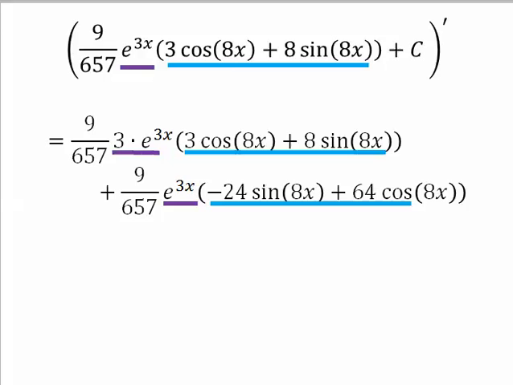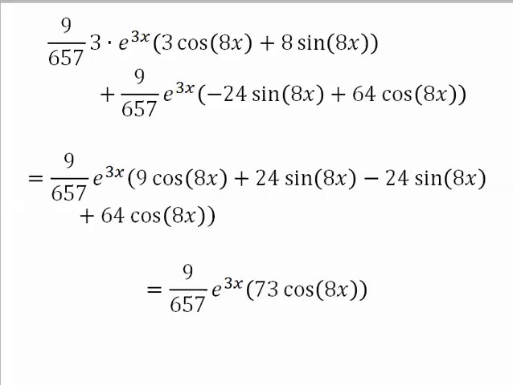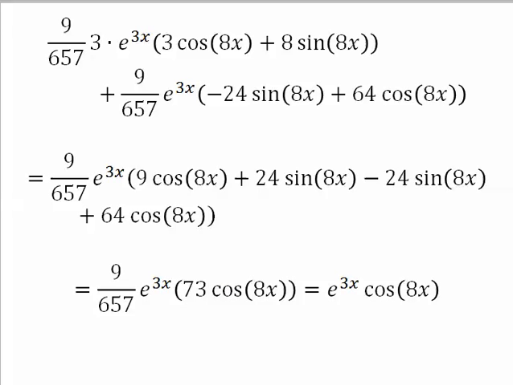I'm using the product rule. And this is what I get. And then clean it up. And I do indeed get e to the 3x cosine 8x. So I know that my answer was correct.